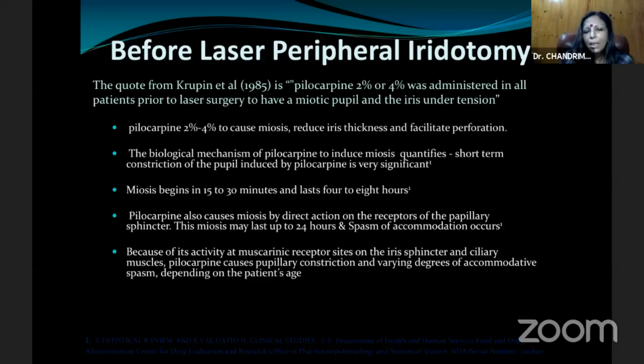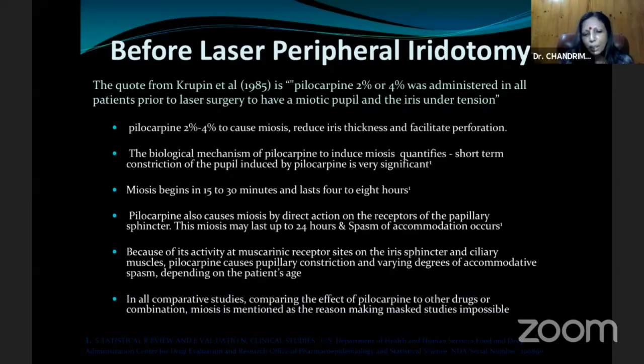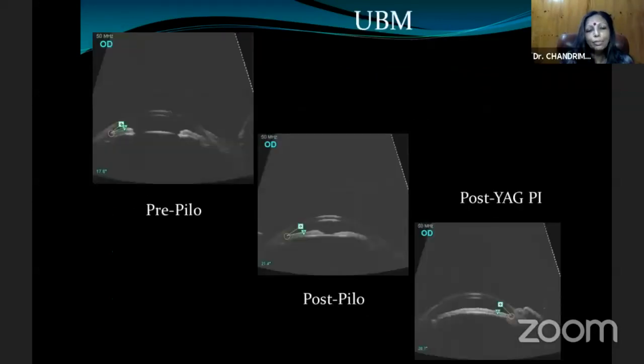Because of its activity at the muscarinic receptor sites on the iris sphincter and ciliary muscles, pilocarpine causes pupillary constriction and varying degrees of accommodative spasm depending on the patient's age. In all comparative studies comparing the effect of pilocarpine to other drugs or combinations, miosis is mentioned as the reason making masked studies very impossible. I found this really hard, because searching the literature, I could hardly find any recent studies, since it's almost impossible to do a study with pilocarpine where you have to cause miosis.